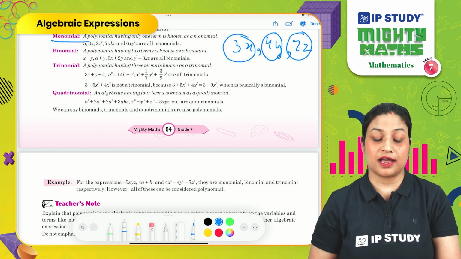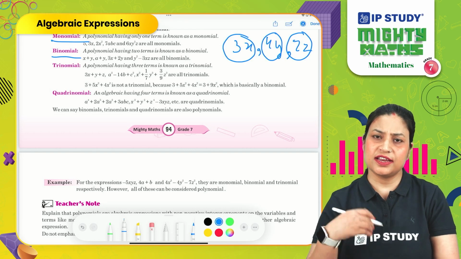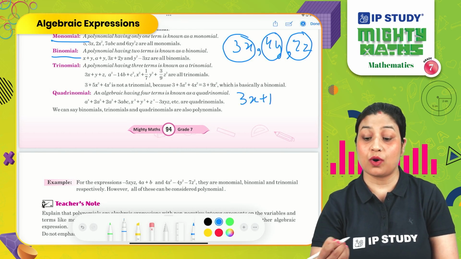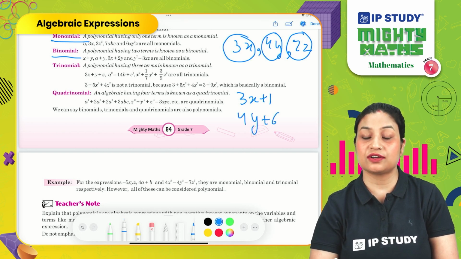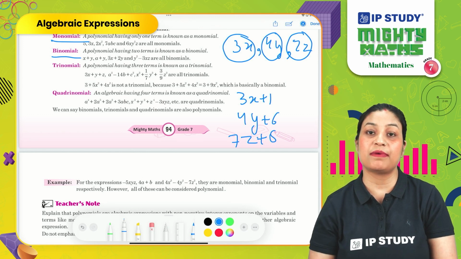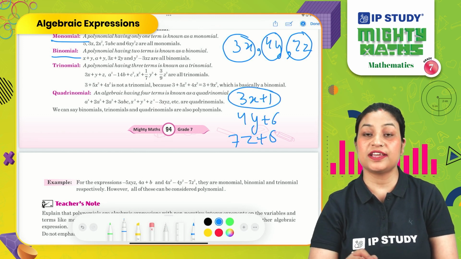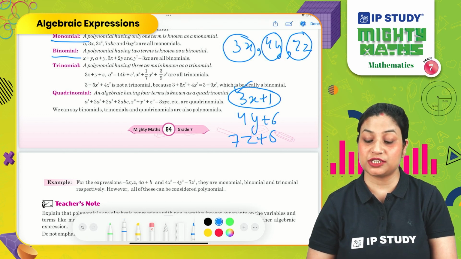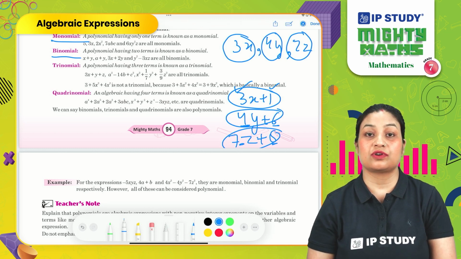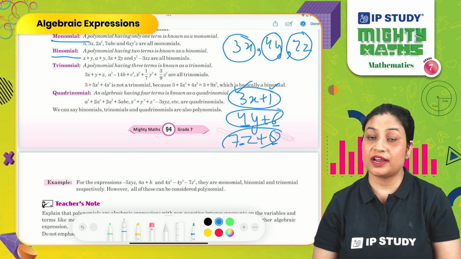Now, let's take another one, that is binomial. Any algebraic expression having two terms, let's say 3x plus 1 or 4y plus 6 or 7z plus 8 is called a binomial, because in this algebraic expression we have two terms. One is 3x, another one is 1. Here also we have two terms, one is 4y and another one is 6. Here also we have two terms, 7z and this one. So I hope you have understood the meaning of monomial and binomial.